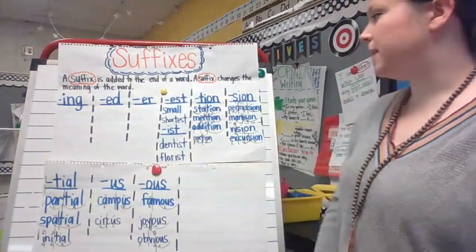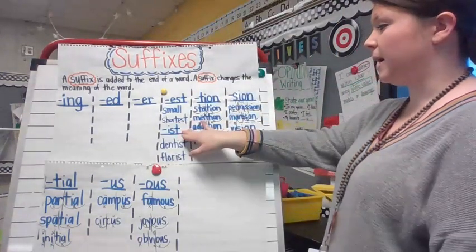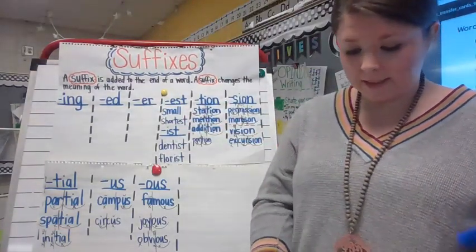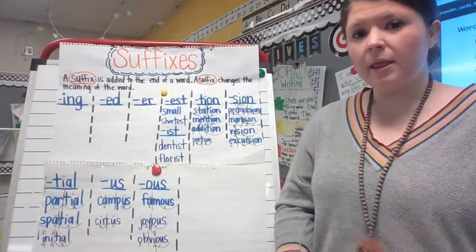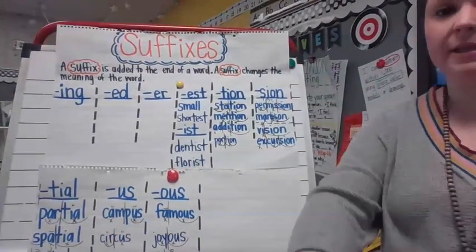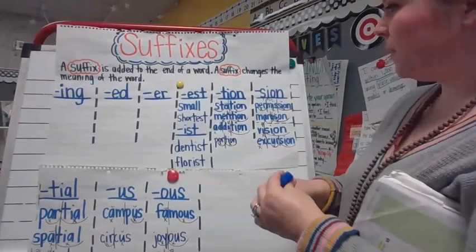What we're going to focus on today is EST, which is one that we've learned in the past, and IST. EST and IST have the same sound, and they both say ist. Let's look at a word here with the suffix est. Let's look at this root word or this base word. We're going to code it.